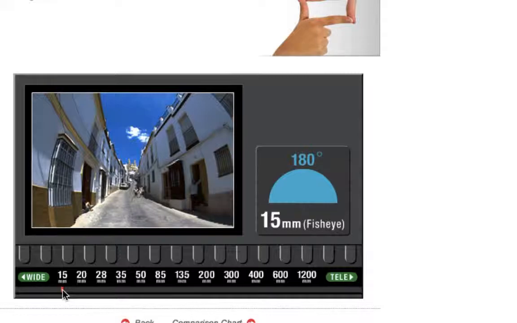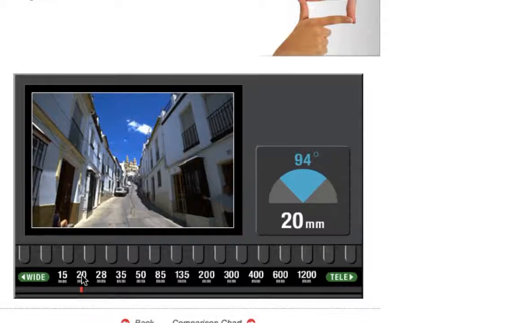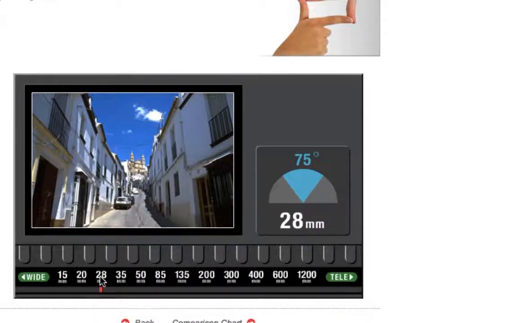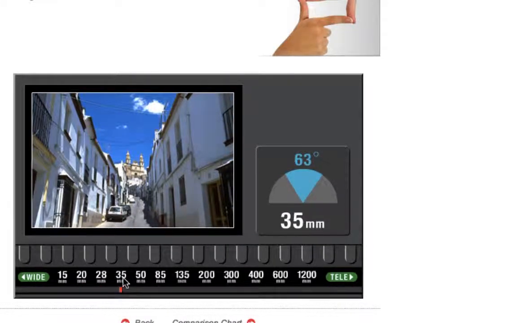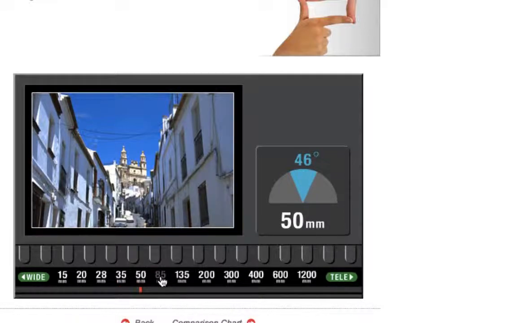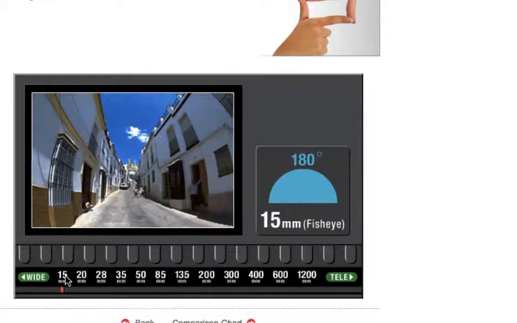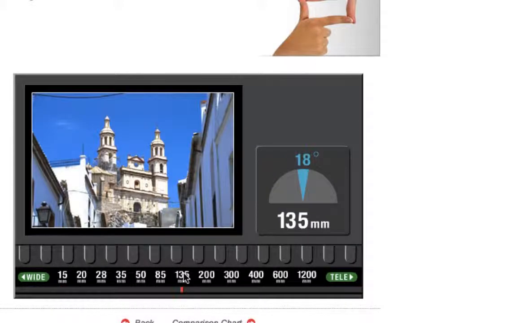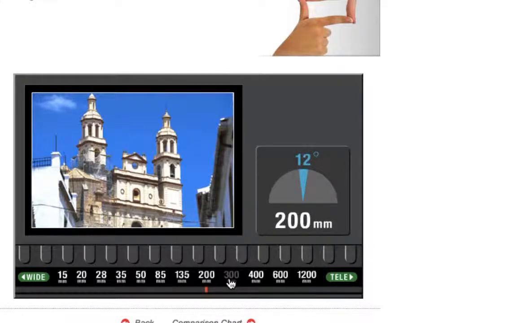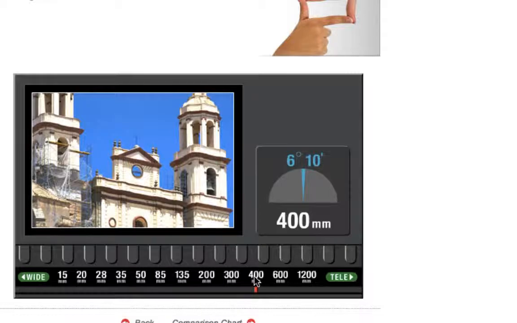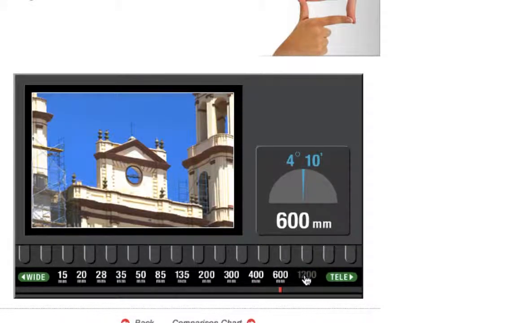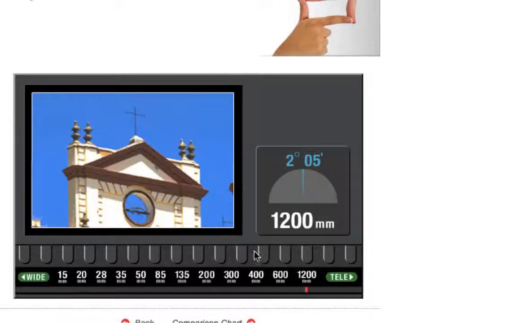If I zoom in to 20 millimeters, I'm zoomed in more. Going to 28, 35, 50, 85, 135. Remember, this is all standing right back here, where I'm standing by this area. 135, 200, 300, 400, 600, 1200 millimeters.